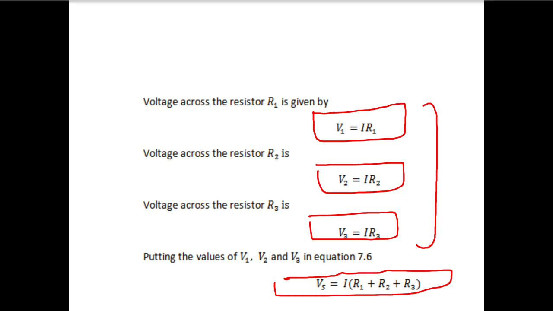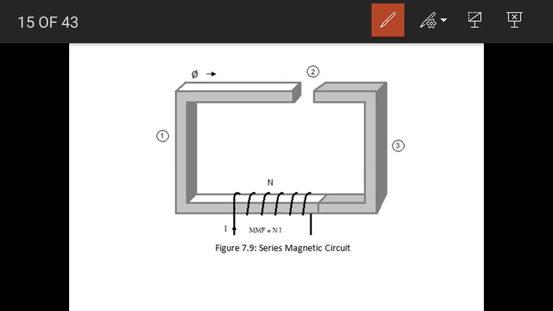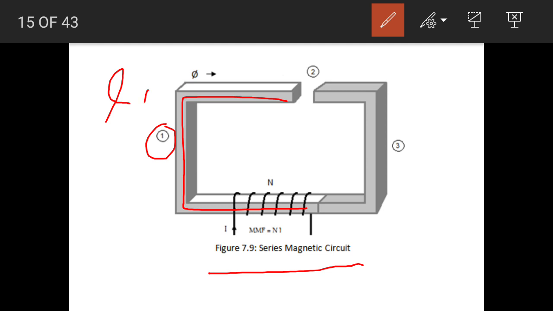So let us consider a simple series magnetic circuit. There are three materials in this magnetic circuit. Here is material number 1. We assume that the mean length of this material is L1, the permeability of material number 1 is mu1, and the cross-sectional area of material number 1 is A1.